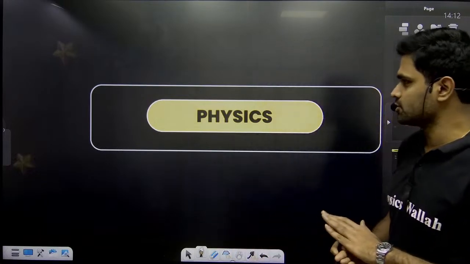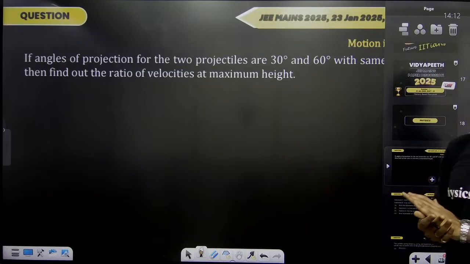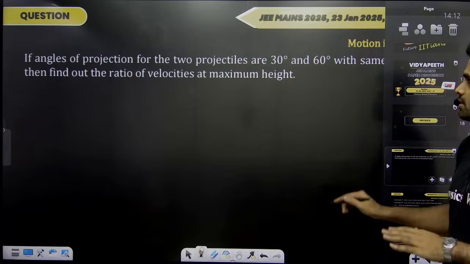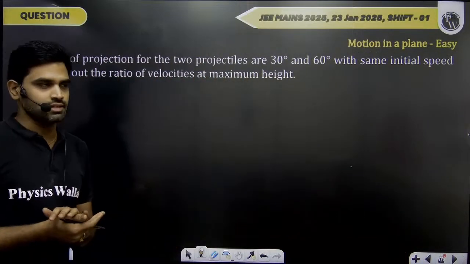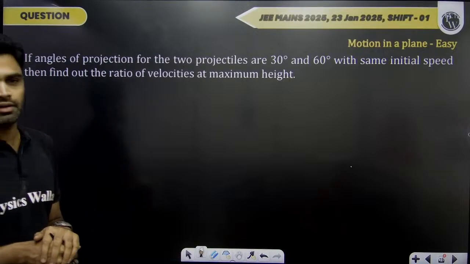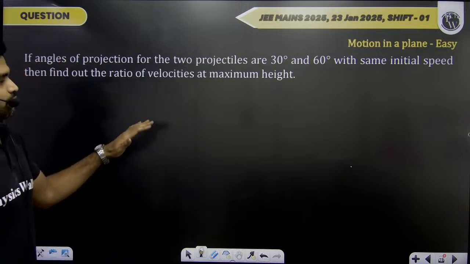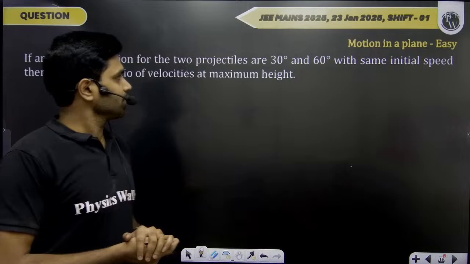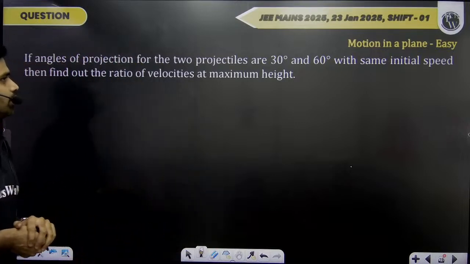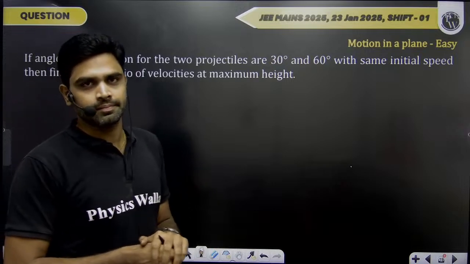These questions are based on memory. They're not official questions as such. We'll be discussing memory based questions. So as in the questions, when we are getting them, we'll be discussing those. The first question is from motion in a plane. Very easy question, straightforward formula based question. They're asking what is the ratio of initial speed if the angle of projectile is given.